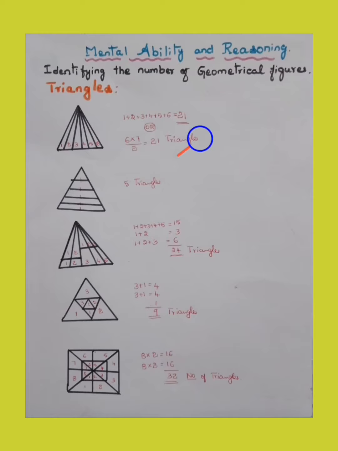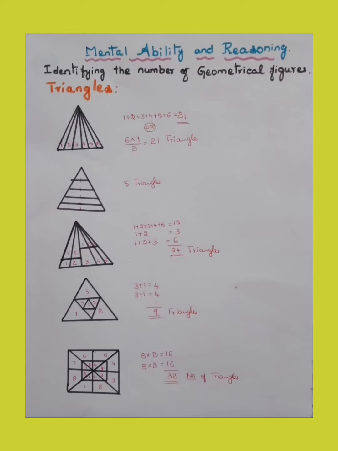These are easy methods. Next, if it is just plain horizontal lines, nothing else given, no crisscross lines, we have to check the number of horizontal lines to find the number of triangles. 1, 2, 3, 4, 5 lines are there. Hence, there are 5 triangles in this figure. If you want, you can also check in the normal method.